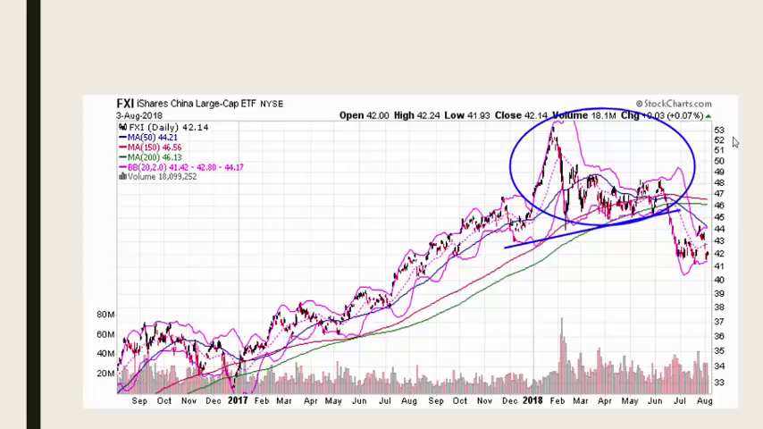You don't want to invest at the very start of a bear market. The best time to invest is at the beginning of a bull market or the end of the stage 1 consolidation phase. So you've got to avoid China.